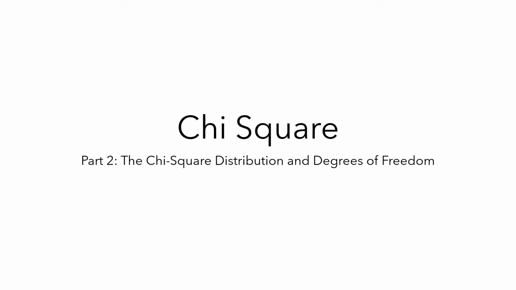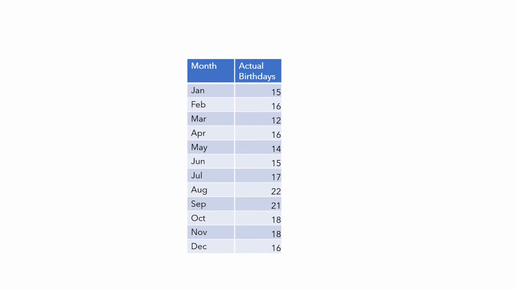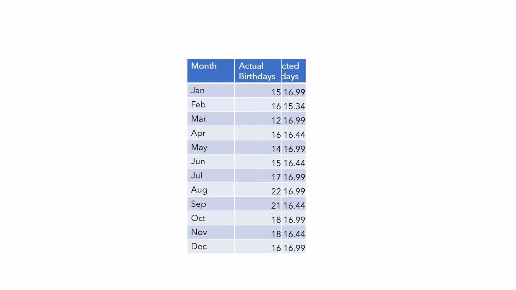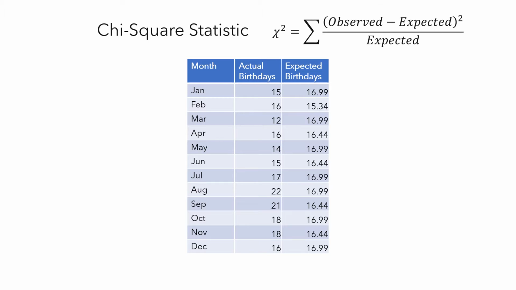In this video, I'll describe what the chi-square distribution is and how it's based on something called degrees of freedom. In the previous video, we looked at an example where we wanted to know whether some birth months were more common than others. We had birth month information from 200 people. Based on the null hypothesis that birthdays were distributed proportionally to the lengths of the months, we computed the expected numbers predicted by this hypothesis. And we computed a chi-square statistic of 5.41.